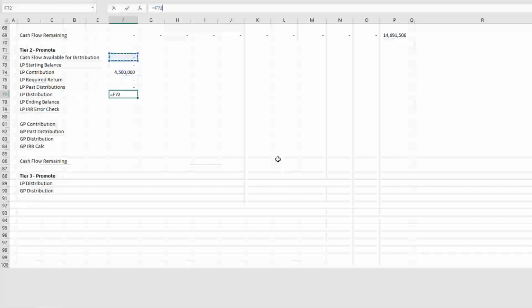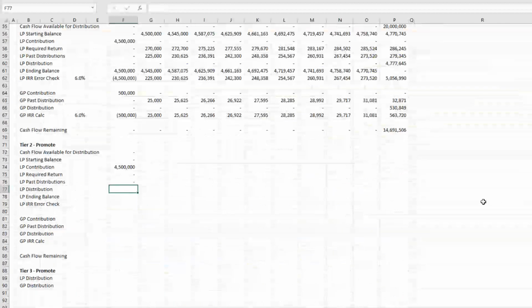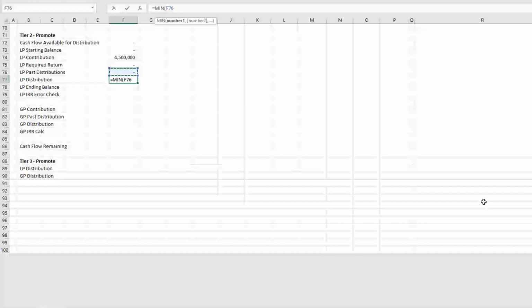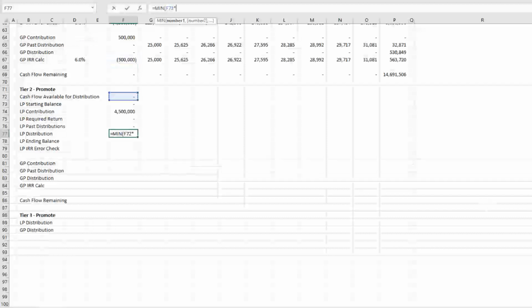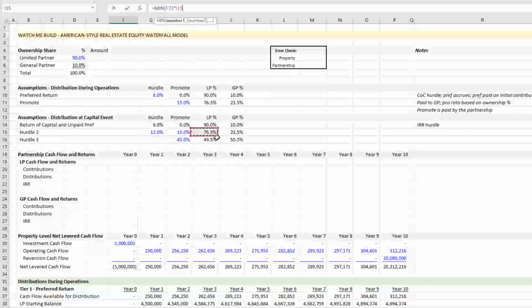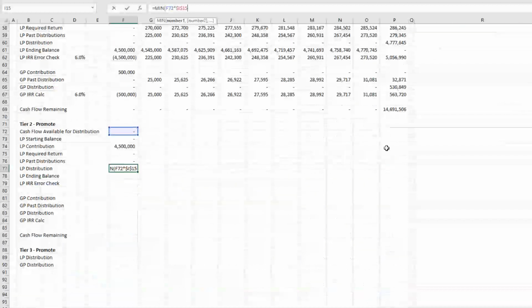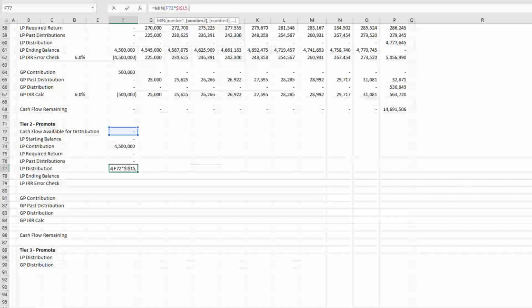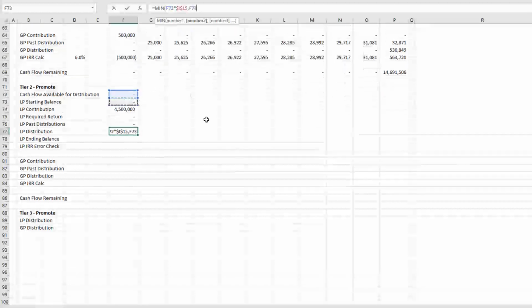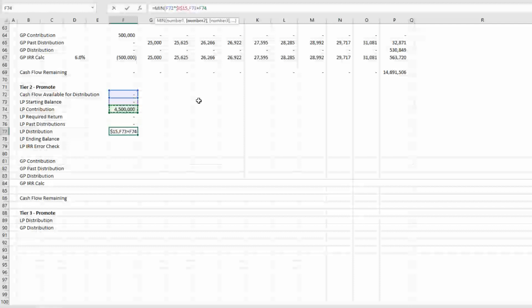We go, what's the cash flow available for distribution multiplied by, oops, what am I doing here? I'm going to take the minimum of cash flow available for distribution multiplied by the LP's distribution percentage in this tier, F4. It's the minimum of that, or, pull this down, the LP starting balance plus LP contribution plus required return minus any distributions already made in this tier. Ending balance equals starting balance plus contribution plus required return minus past distributions and present distributions.